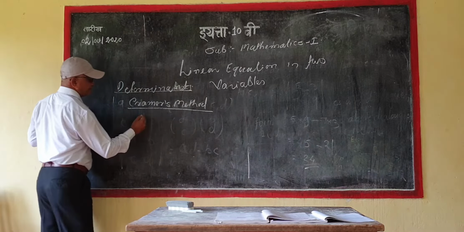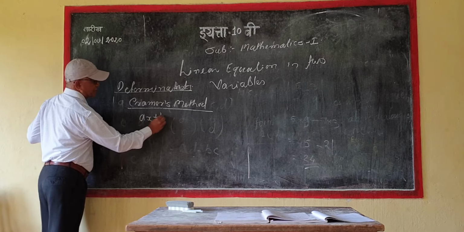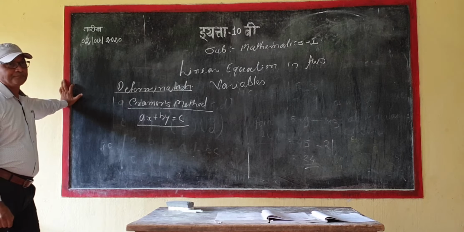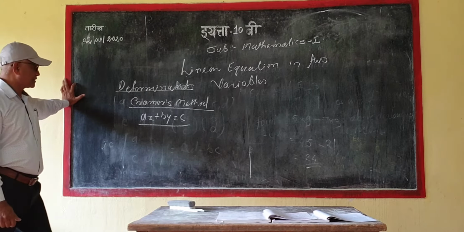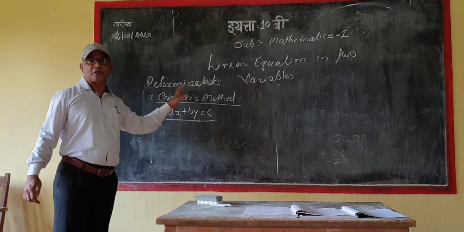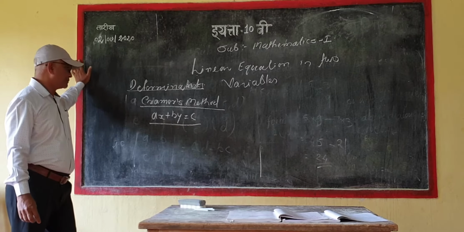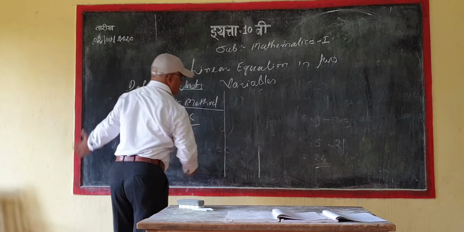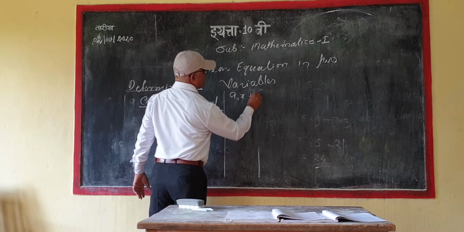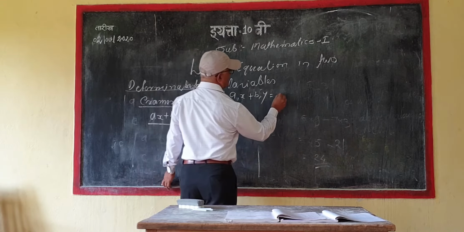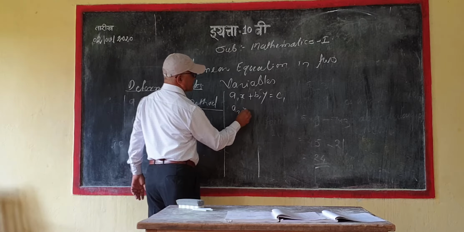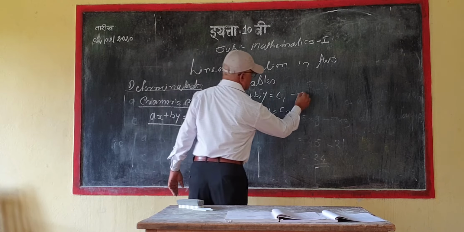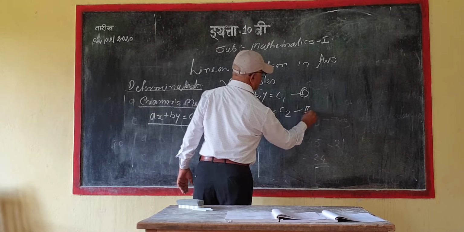In this method, ax plus by is equal to c is the general form of the equations. जेव्हा इक्वेशन्स आपल्याला दिले जातात त्यावेळेला ते आपण ax plus by is equal to c या पद्धतीने राईट डाउन करायचं आहे. Suppose a1x plus b1y is equal to c1 and a2x plus b2y is equal to c2. This is our first equation and this is our second equation.